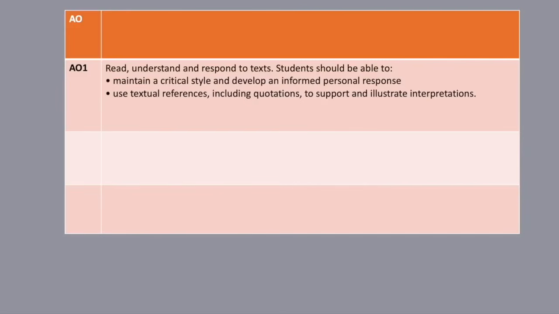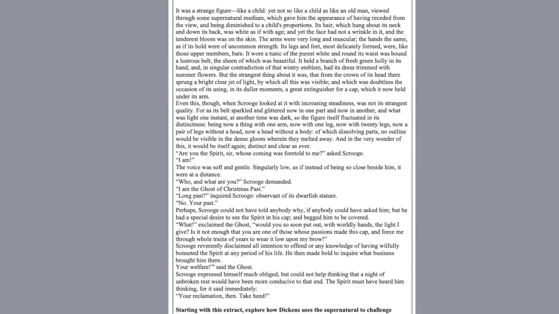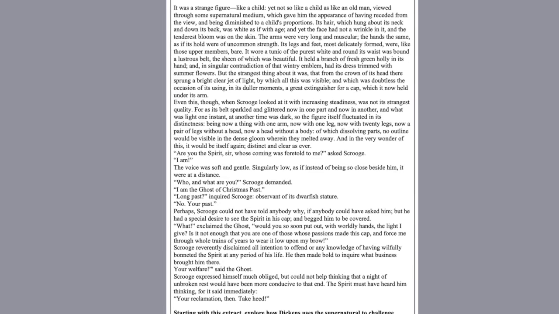So AO1 is all about response to task and text using supporting references. Now it goes without saying that you need to know your texts inside out. Yes, you'll be provided with an extract from your 19th century novel in the exam, but the question will ask you to explore how something is presented across the text, including the extract. So obviously you'll need to know the text really well to answer the question.